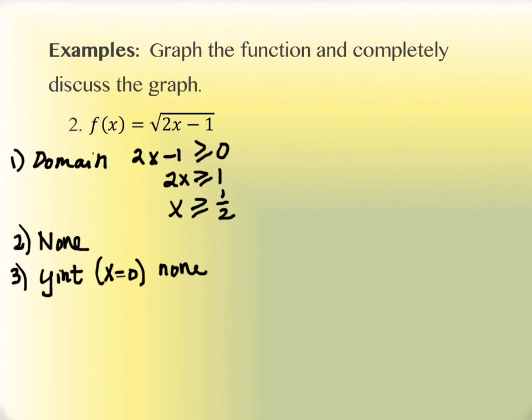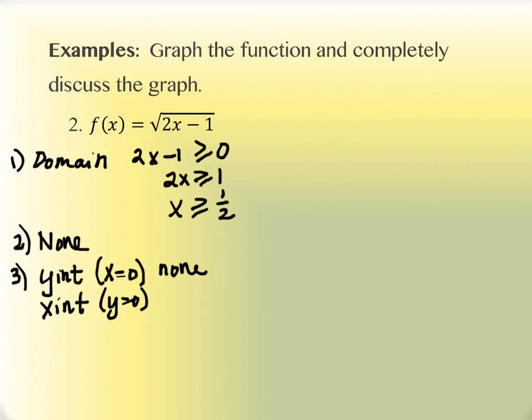In particular, why can't we let x equal to 0? By number 1, what did we say the domain was? X is greater than or equal to 1/2. Well, 0 is not greater than 1/2, so it's not even allowed, and it's not a part of my domain. So that's another reason. All right, then we've got the x-intercept, which is where we let y equal to 0.